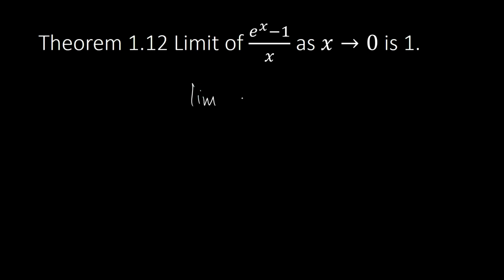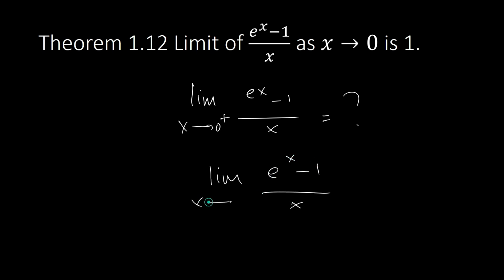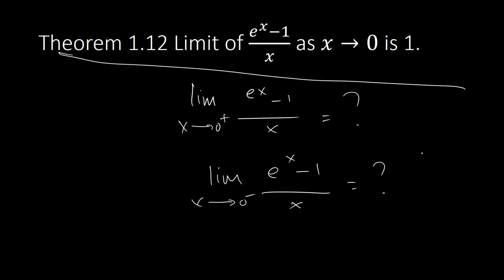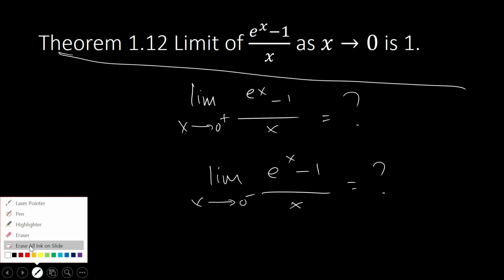What is the limit of (e^x - 1)/x as x approaches 0 from the right? Okay, we will look for that. And then we will also look for the limit of this same function as x approaches 0 from the left. What is that equal to? And this theorem is telling you that these one-sided limits are equal. Okay, so let us produce a table of values for this function.